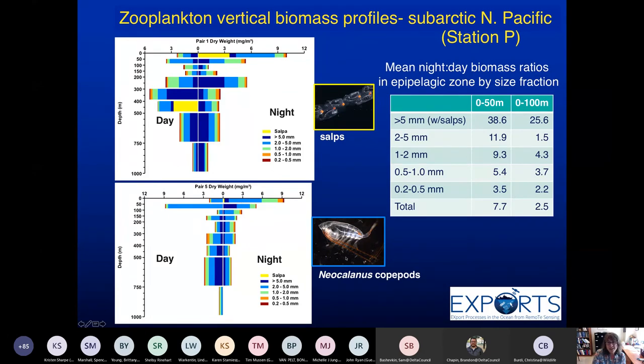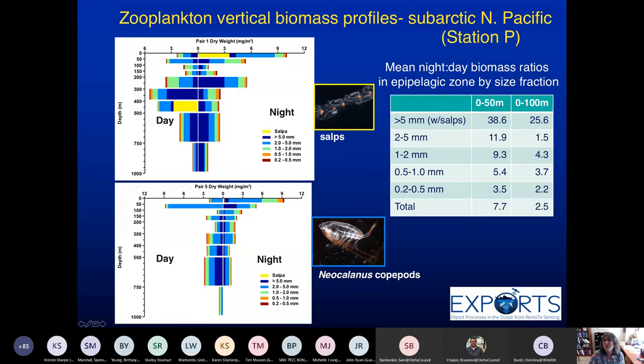These are primarily Neocalanus copepods doing a short distance migration on a diel basis. One thing we can look at is the strength of the migration at different places. At this site, we can look at the night to day biomass ratios in the surface waters.